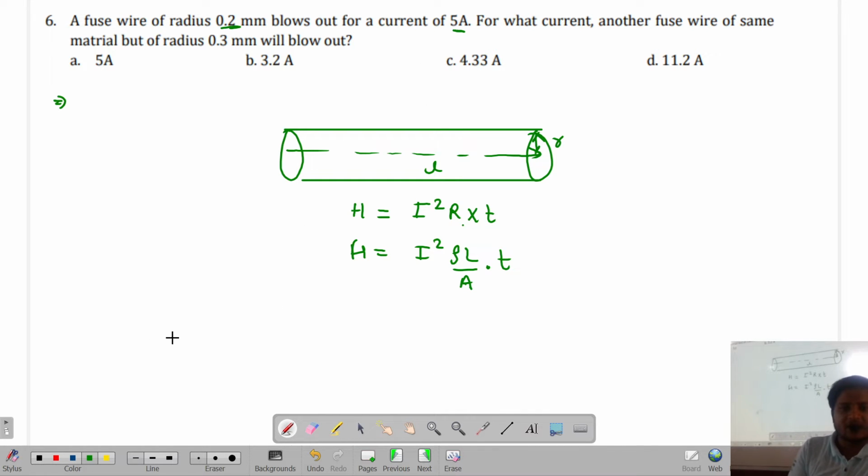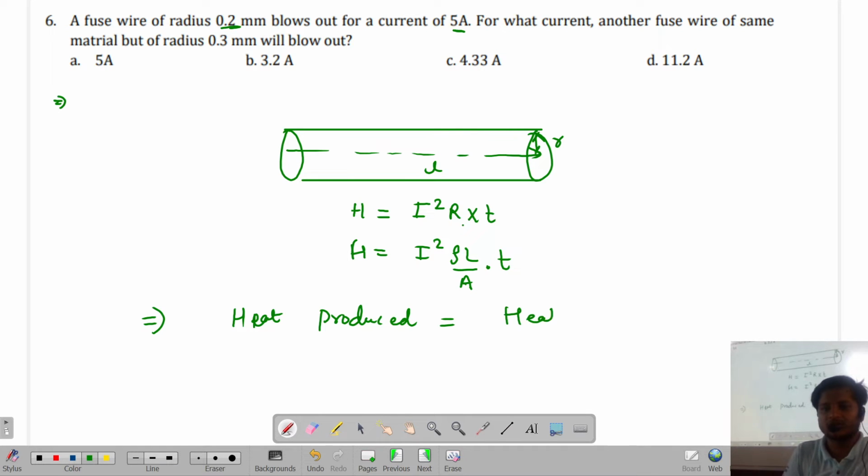Now try to understand how the fuse wire is getting blasted. If heat is provided to it, then the total amount of heat should go out or not. Tell me yes or no. If that heat does not go out, what will happen? That wire will break. Got it or not? So what should happen? Heat produced should be equal to heat lost.